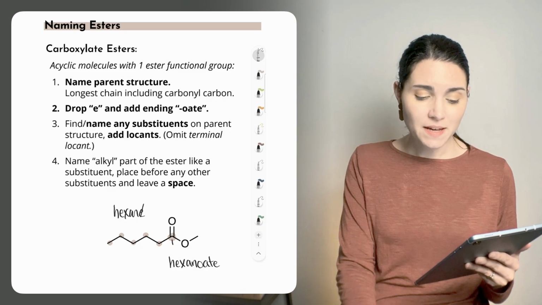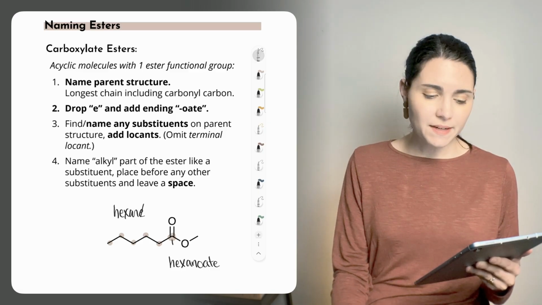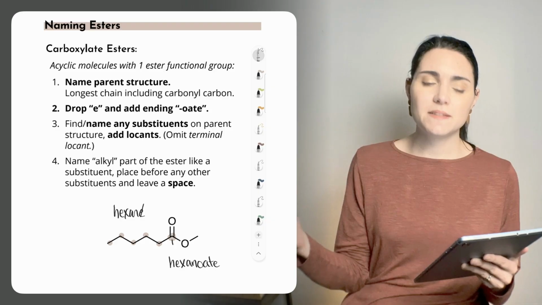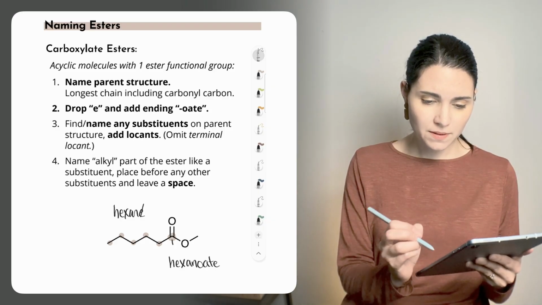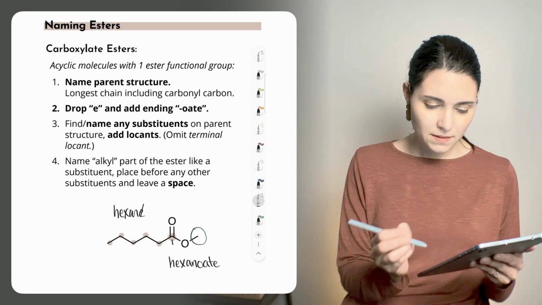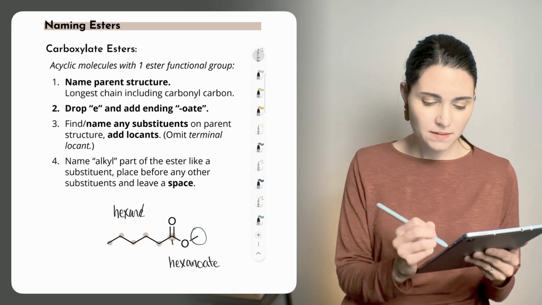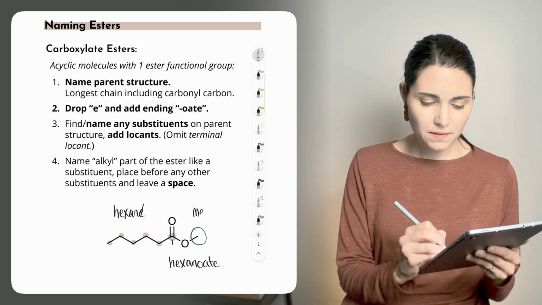Finally, we're going to name the other side of the ester, that other alkyl part, sort of like a substituent. And then we're going to place it at the very beginning of the name. So let me circle it here. I'm going to circle it in green. And that is a 1 carbon substituent. So it's a methyl.